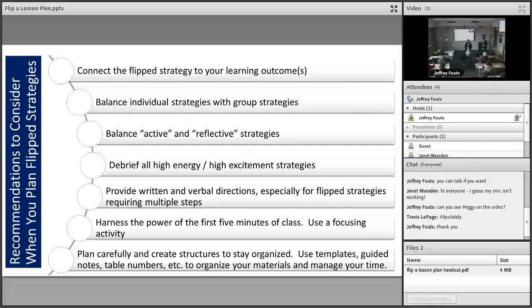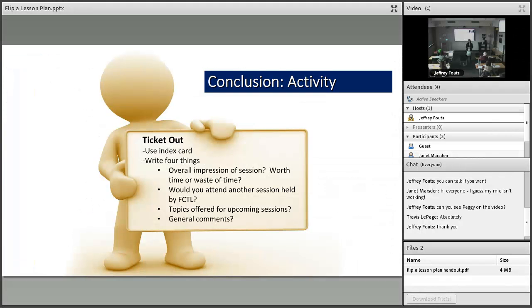Keep in mind, I'm gonna leave you with one thought. And it's 5:02, I've kept you 2 minutes past, I apologize for that. One parting word: flip a lesson plan, it's not flip a course. One plan at a time.